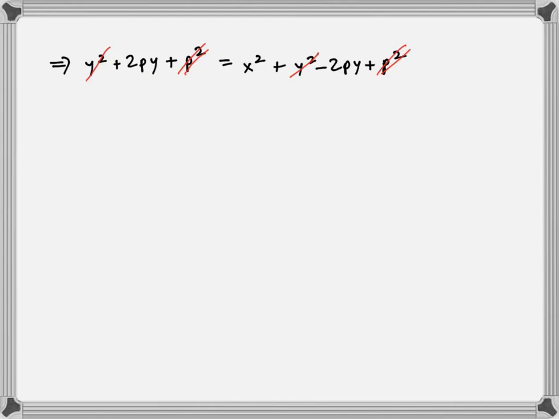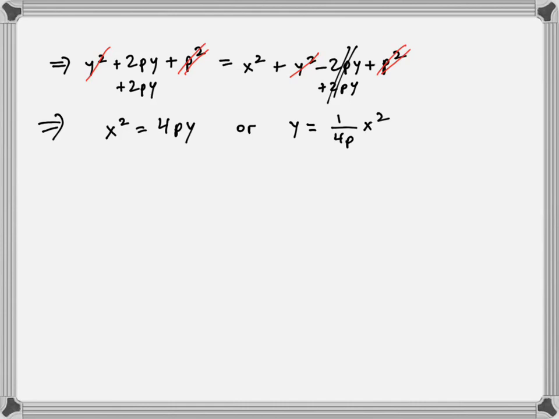So what do we end up with? If we add the 2py to both sides, we end up with x squared is equal to 4py. Or another way to write this is y equals 1 over 4p times x squared. Why would we write it this way? The one on the right is if we want to write y as a function of x. So this is why I wrote it this way. And this is our final equation for a parabola.